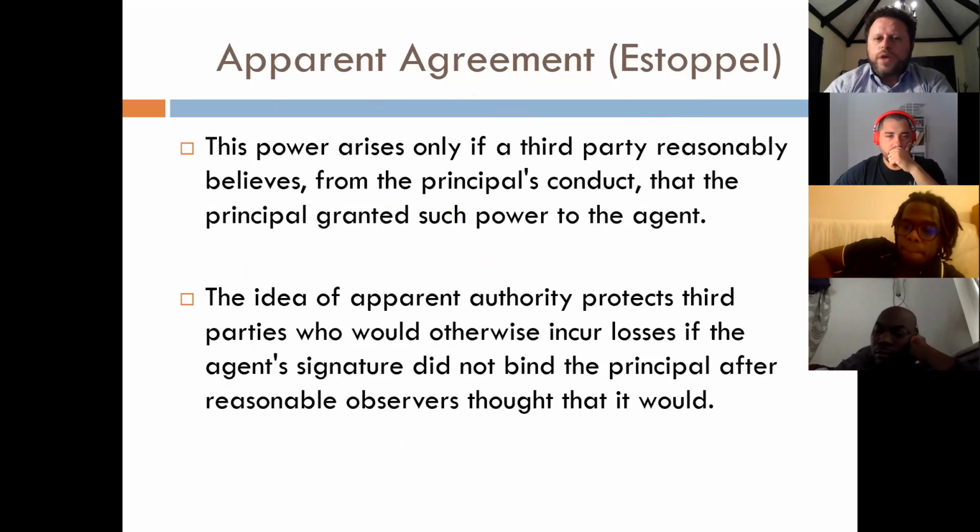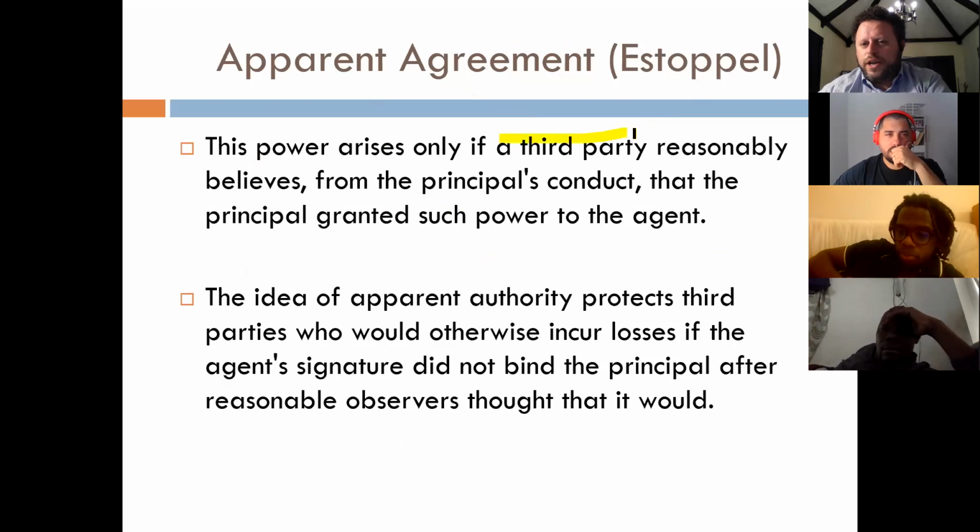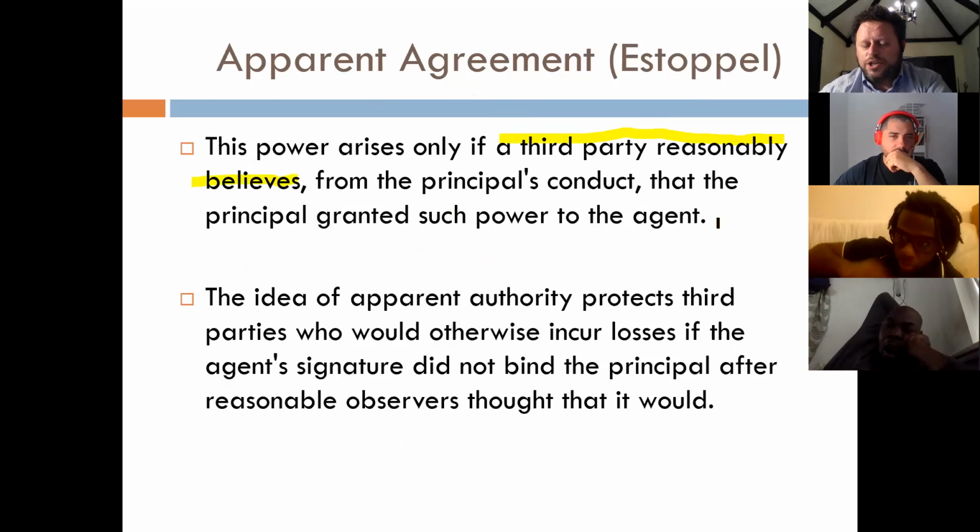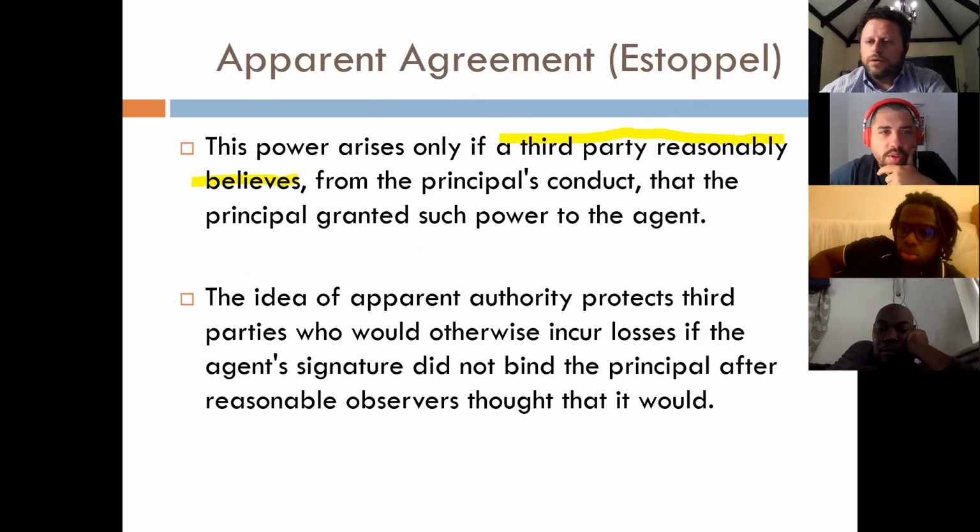Okay. So apparent agency is the idea that if a third party reasonably believes from the principal's conduct that the principal granted such power to the agent, then the agent has apparent authority. But David, sorry to interrupt you again, this is not a vicarious liability case because he's the employee of the company.